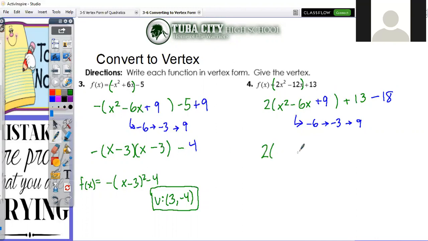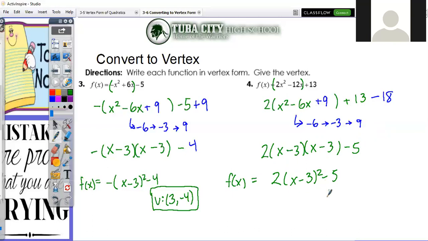So let's go ahead and factor this out. So start out with my 2 parentheses, and I'm going to put in 9. So 2 numbers that multiply to 9. So I got 3 times 3. And then here I have negative 6. So the only way to get negative 6 would be to have them both be negative 3. Put in our last number, and then I'm going to combine these two together. So 13 minus 18 is negative 5. So 2x minus 3 squared minus 5.